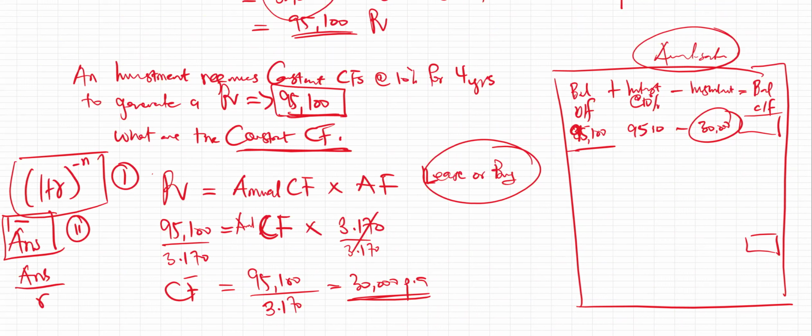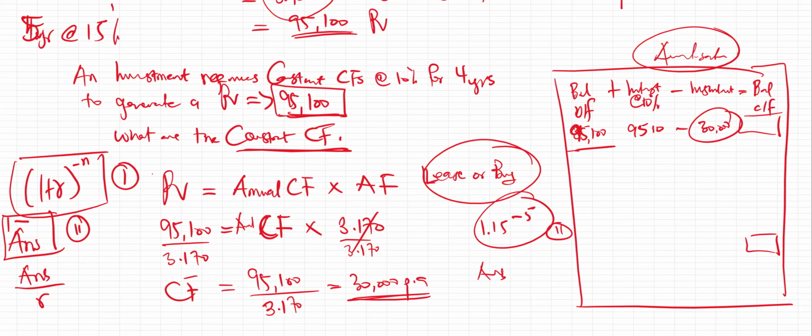Then when you finish, you say answer divided by the rate. So if I say do a 5-year annuity at 15%, on your calculator you first do 1.15 raised to the power minus 5. When you get the answer, the next step is 1 minus answer. That's your step 2. Then you say answer divided by 0.15. That's your step 3. Then you are done. You get the annuity factor. So if you cannot keep the formula in your head, keep this one in your head to come in handy.